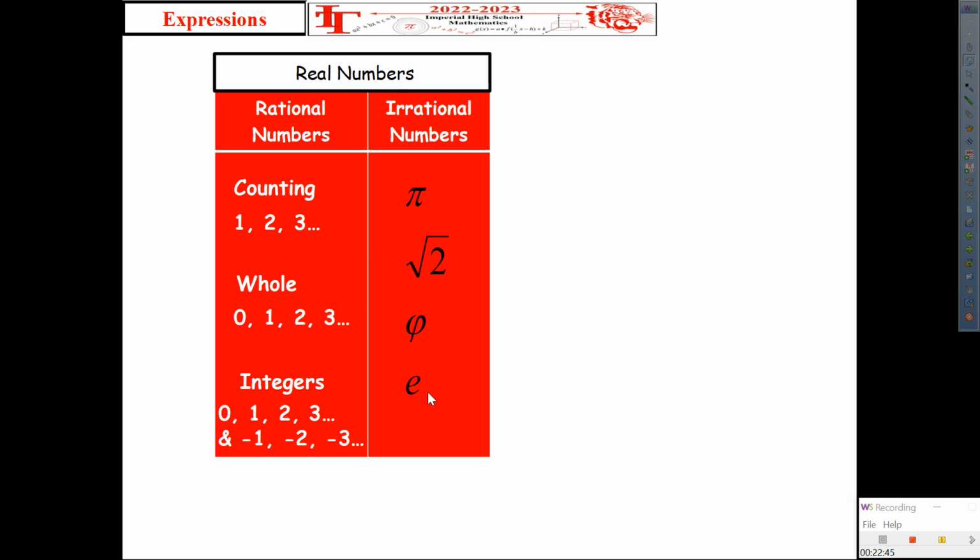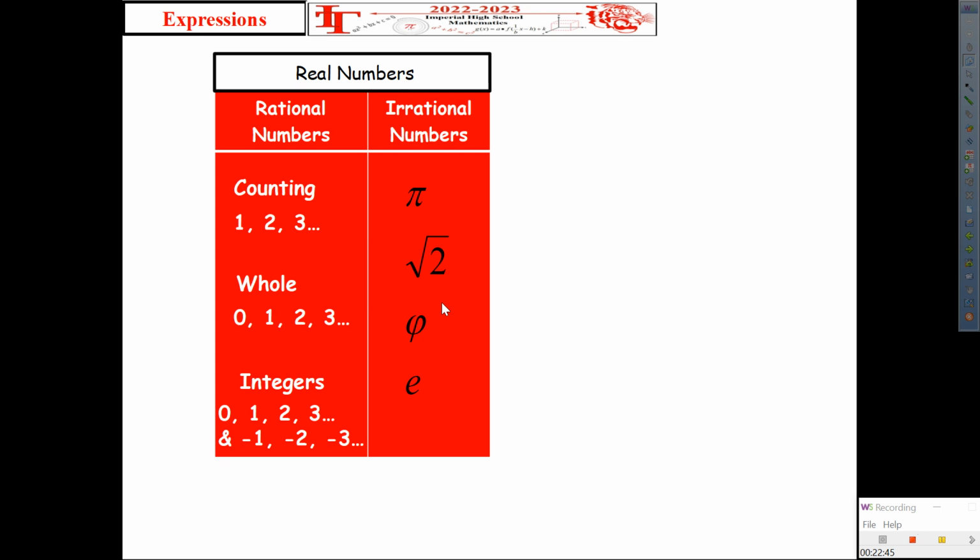Okay? So, let's see. All of these, including the irrationals and the rationals, are called what? Real numbers. All of these are real numbers. But the only thing is that there are two categories, those that can be written as fractions or decimals, and those that cannot. Okay? So, we've been dealing with these forever.